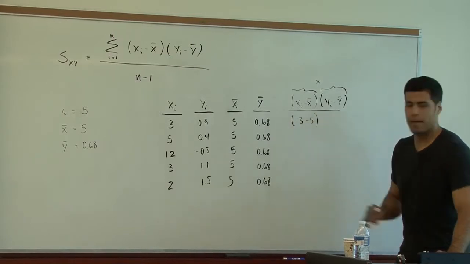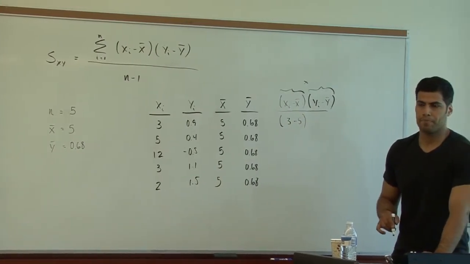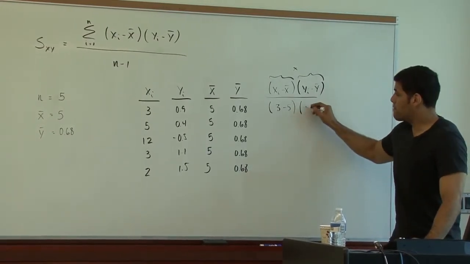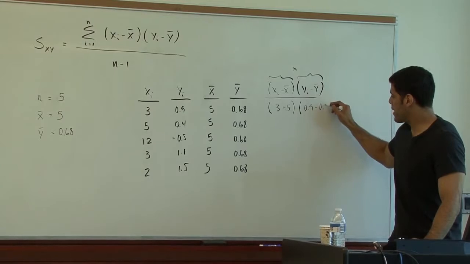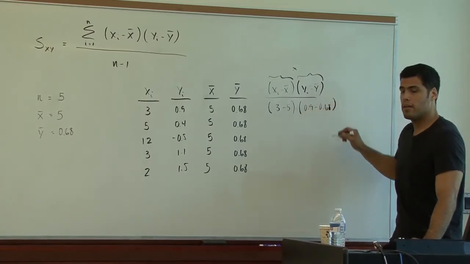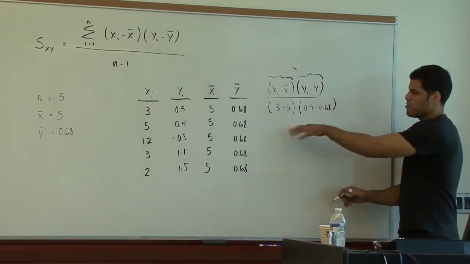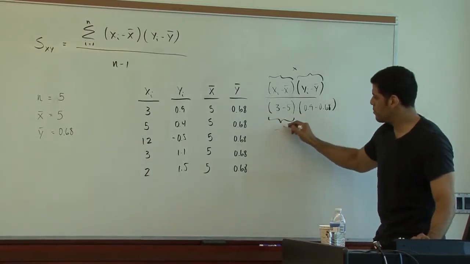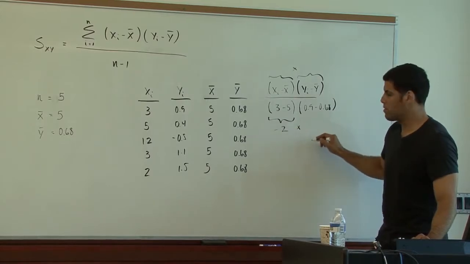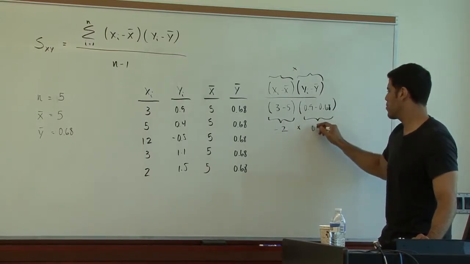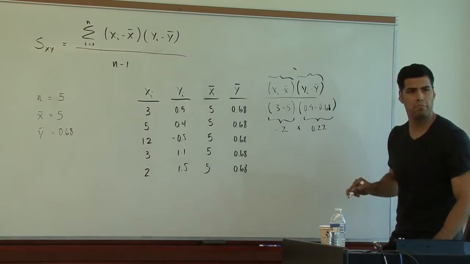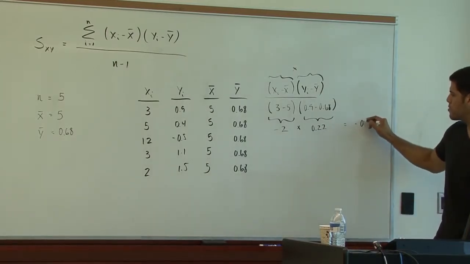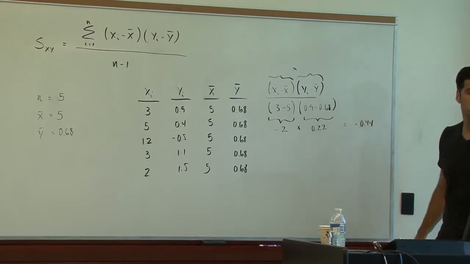3 minus 5, what would that be? Negative 2. And here we have 0.9 minus 0.8, 6.8, right? So we basically have negative 2. I'm going to just show you everything for 1, then we can do it for the rest, okay? This is basically negative 2 times 0.22, yeah? So what are you going to get from this? Negative 0.44.